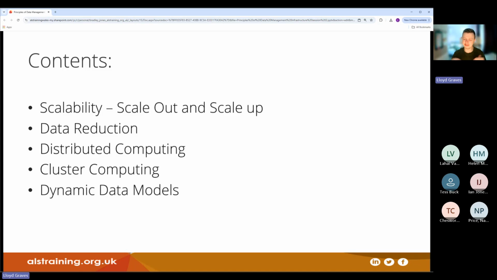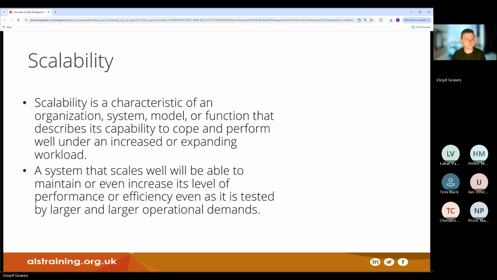So these are the kind of topics that we're covering today. We talk about scalability, scaling up and scaling out, data reduction, distributed computing, cluster computing, dynamic data models. They're all stuff that comes up in the criteria. It doesn't say it on here, but there is a little bit on policies and legislation as well, because that's what the second assignment is mainly based on.